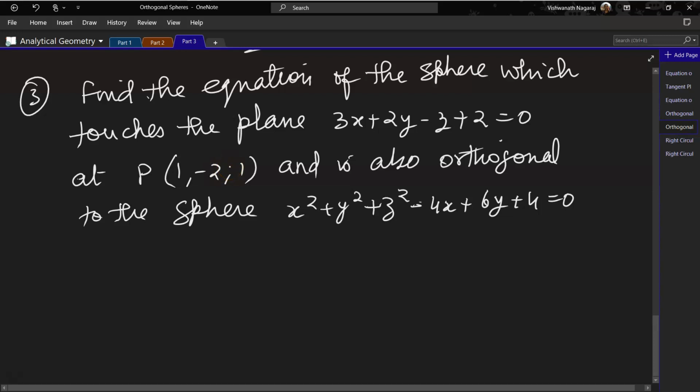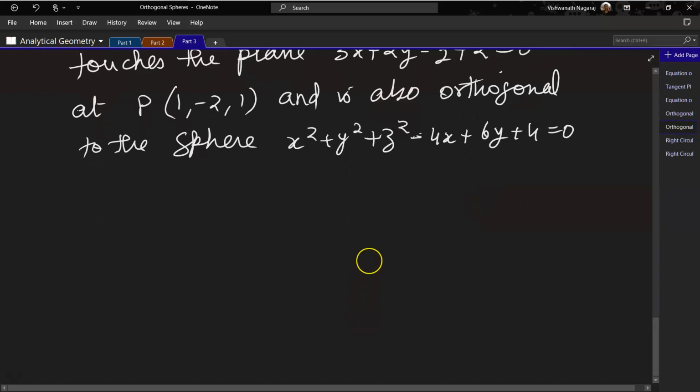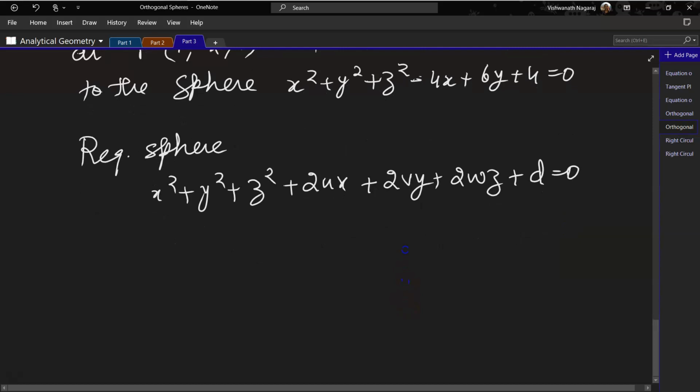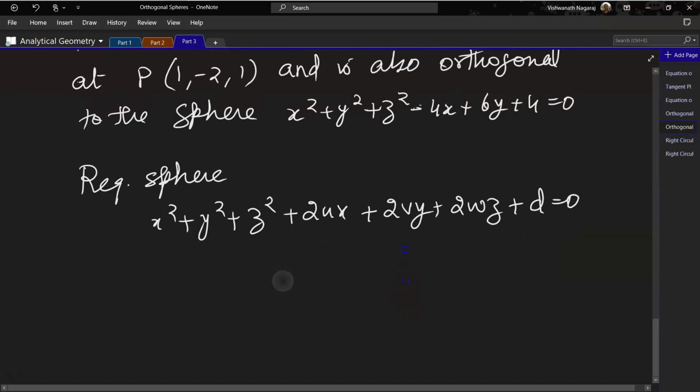And the second condition is that it is also orthogonal to this sphere. So let's proceed. Now let's say the required sphere is given by x square plus y square plus z square plus 2ux plus 2vy plus 2wz plus d equal to 0.